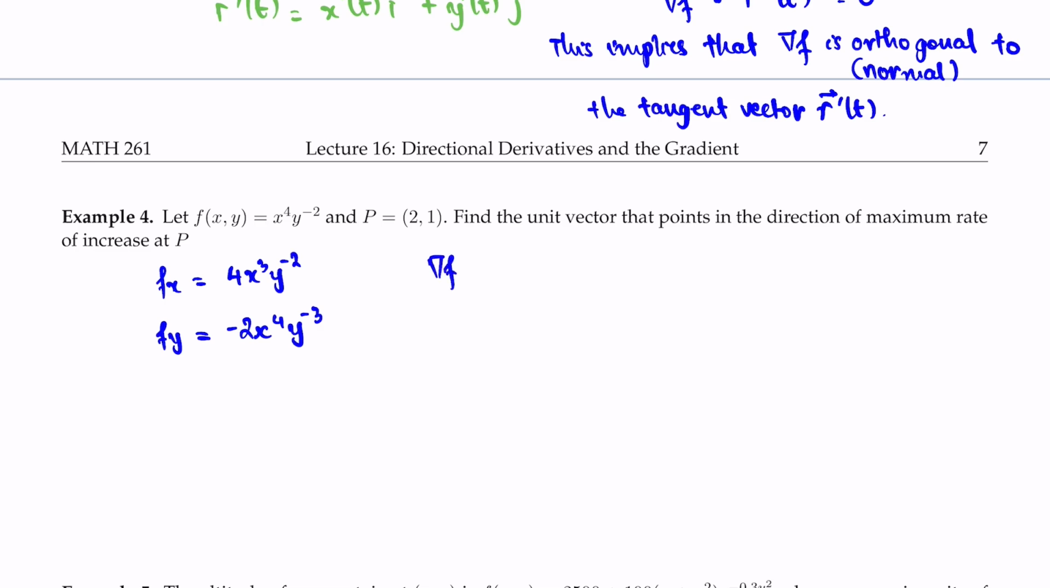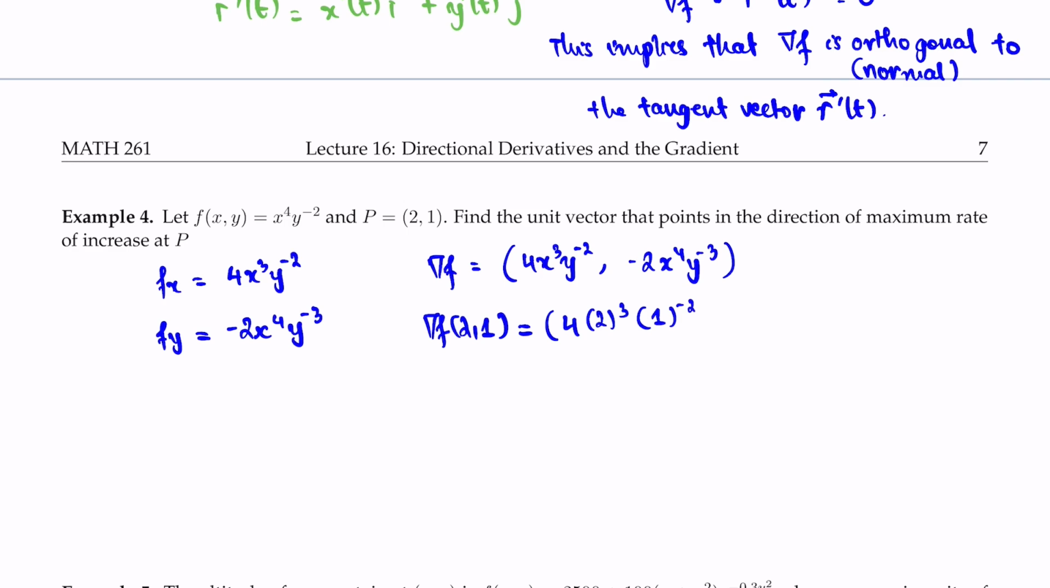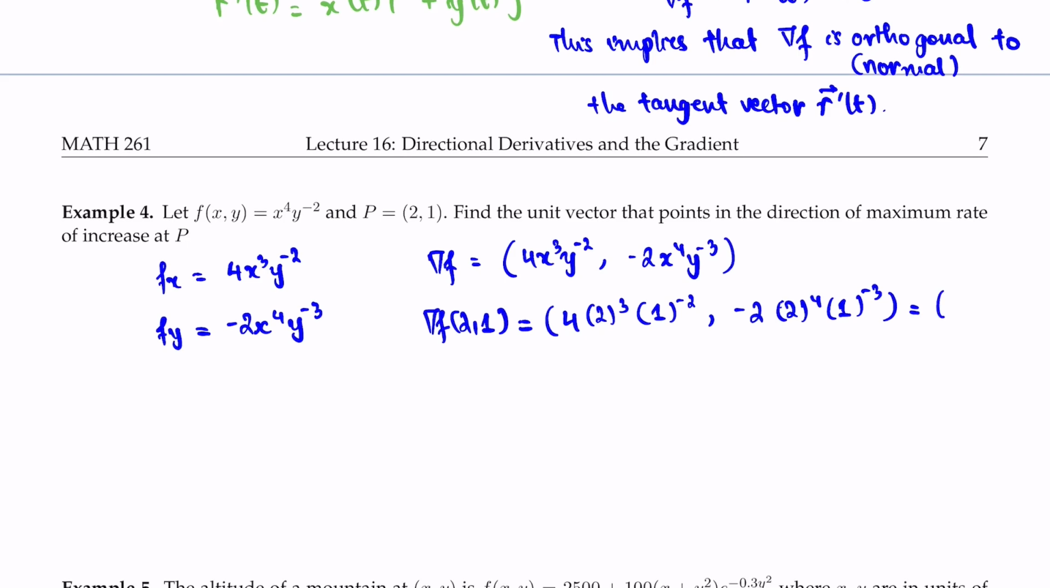So the gradient vector is equal to 4x cubed times y to the negative 2, comma, negative 2 times x to the 4th times y to the negative 3. And then you're going to evaluate the gradient vector at the point 2, comma 1. So you have x equal to 2 and y equal to 1. So 4 times 2 cubed times 1 to the negative 2, comma, negative 2 times 2 to the 4 times 1 to the negative 3. And if we do the calculations correctly, we should get 32, comma negative 32. So that is the gradient vector.